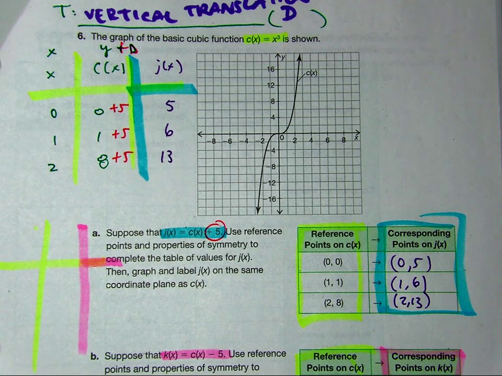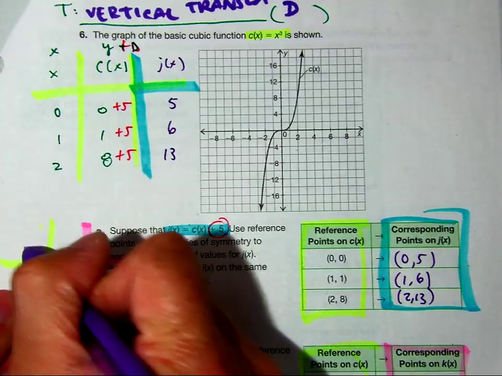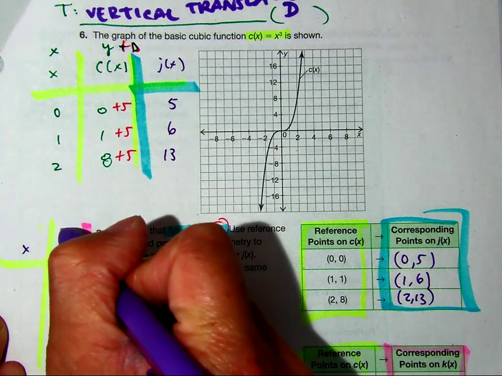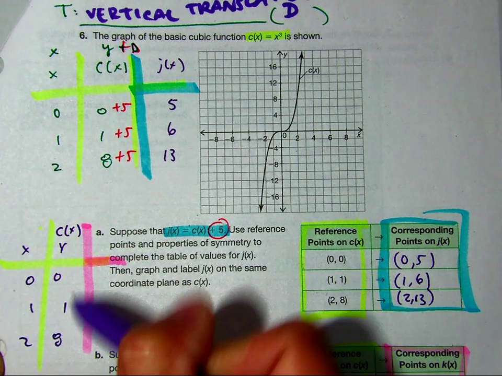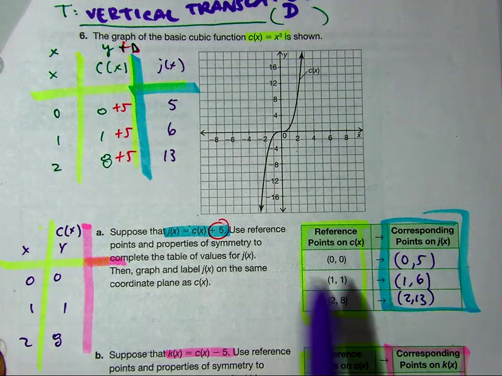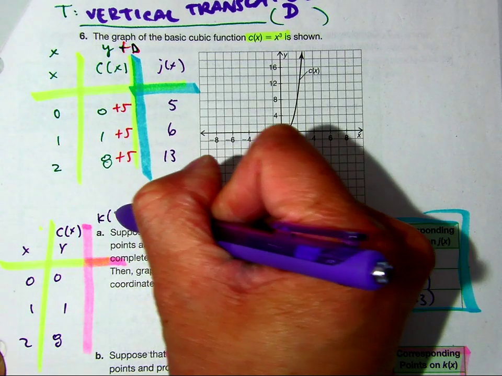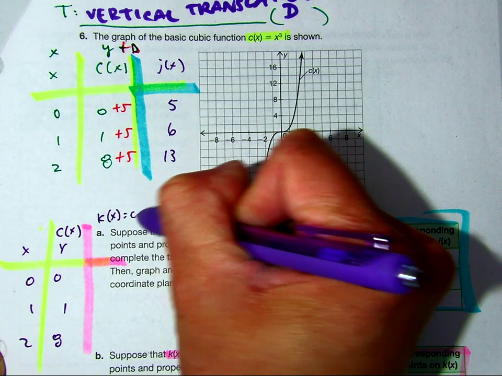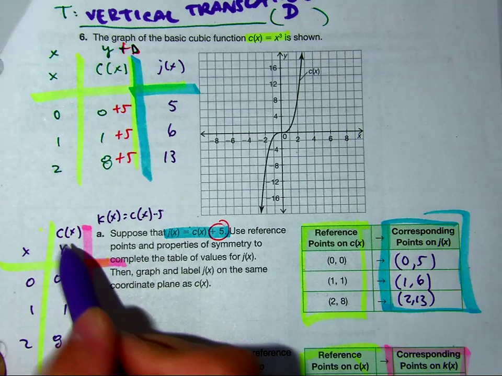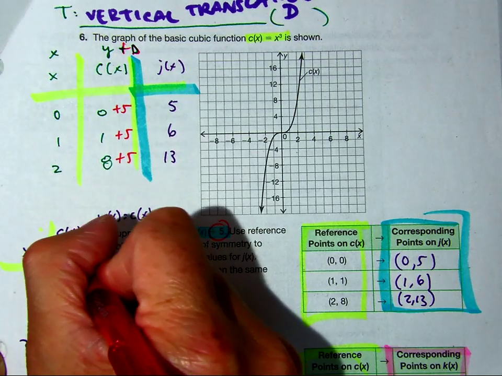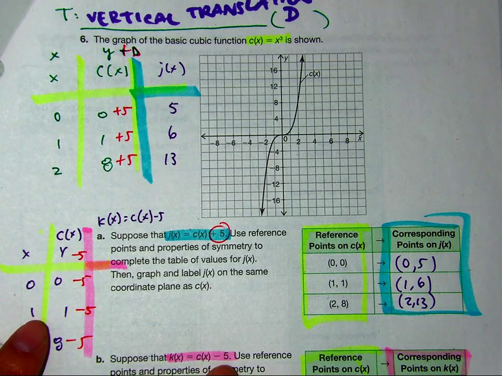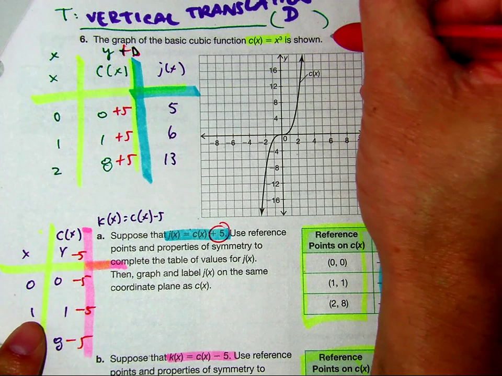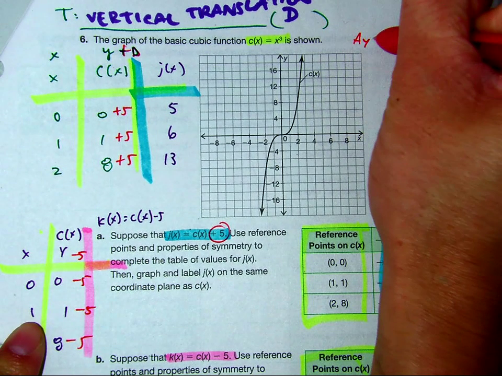Dora. What do I do here for the pink? So k of x tells us to do what? Subtract 5 from here. So now we're going to subtract 5. Right? Because your rule says it's a y plus d.